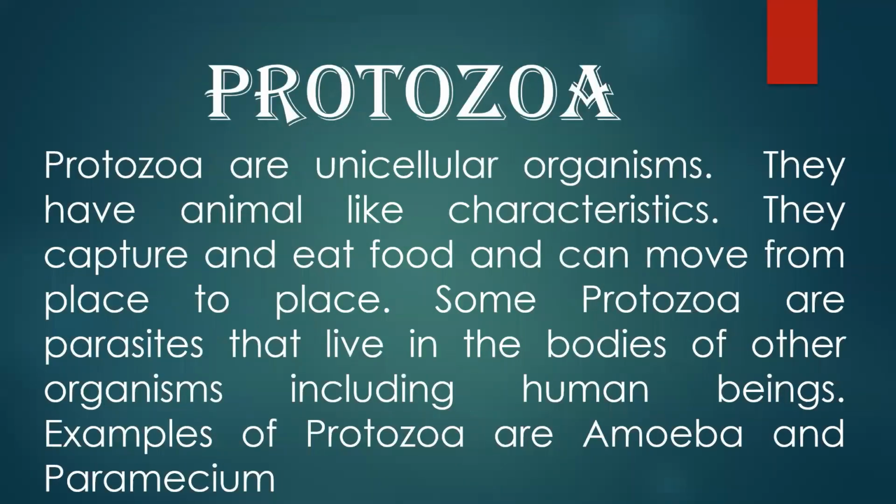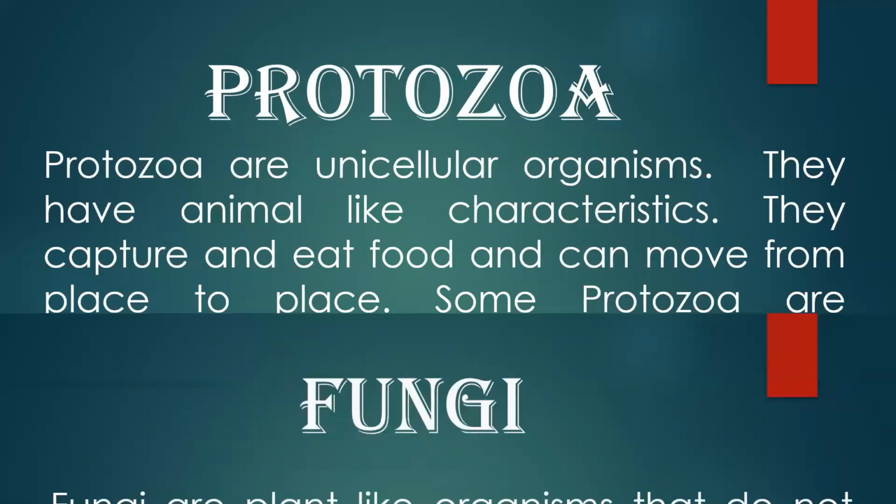Protozoa. Protozoa are unicellular organisms. They have animal-like characteristics. They capture and eat food and can move from place to place. Some protozoa are parasites that live in the bodies of other organisms, including human beings. Examples of protozoa are amoeba and paramecium.